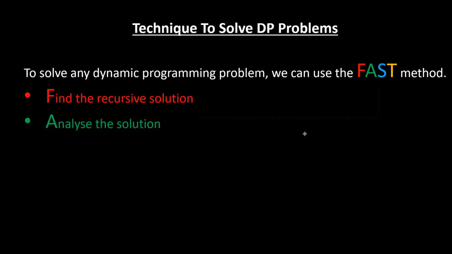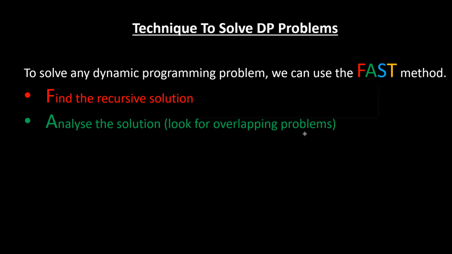A stands for analyze the solution. Here you have to analyze your solution. Once you are able to come up with a recursive solution, you have to analyze your solution and look for overlapping problems. As we know, DP can be applied only on overlapping problems. These are the characteristics of the DP problem. So definitely there will be some overlapping subproblems. So you have to look for those.